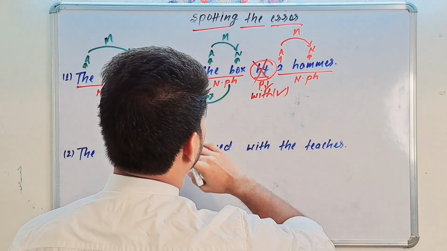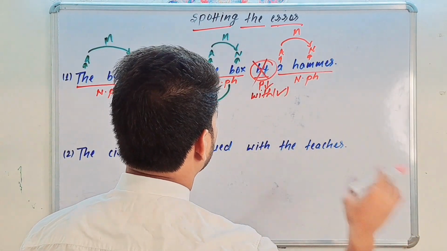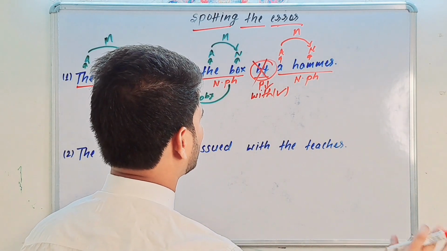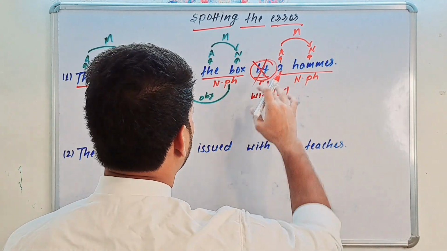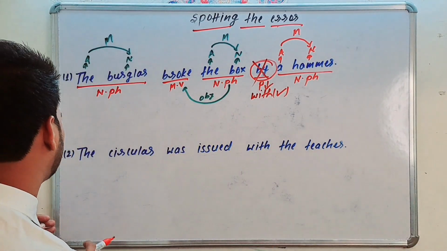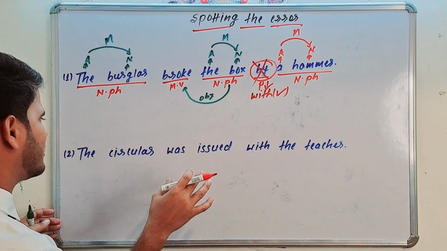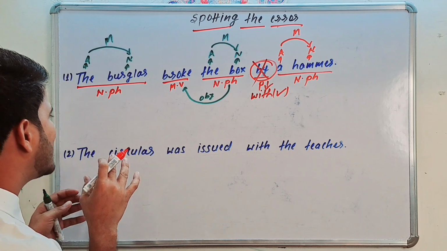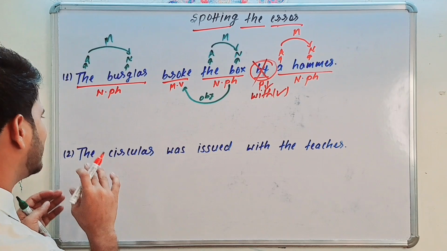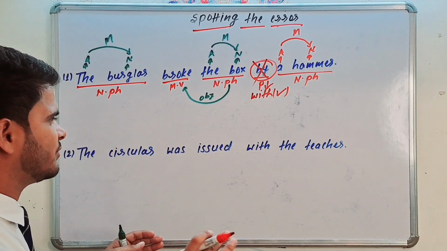This is the error part. Don't say by a hammer; say with a hammer, because with is only used for an object, not for the doer. By is used for the doer, no doubt. Now let's see the second one, and spot the error part in the second sentence. The circular was issued with the teacher.